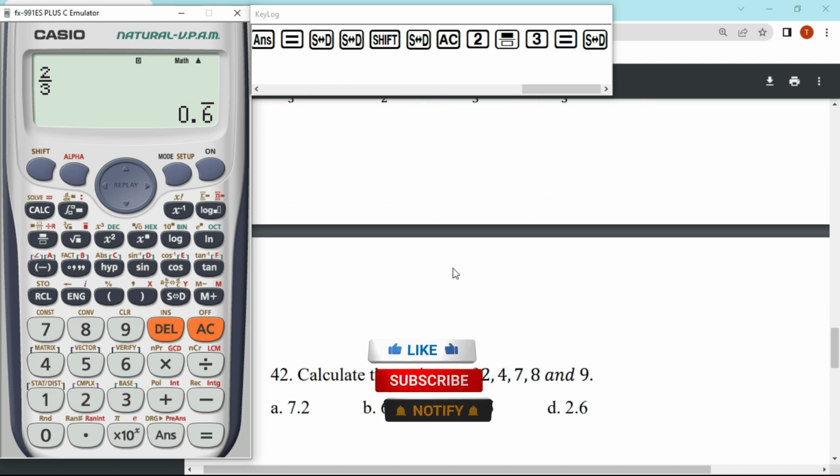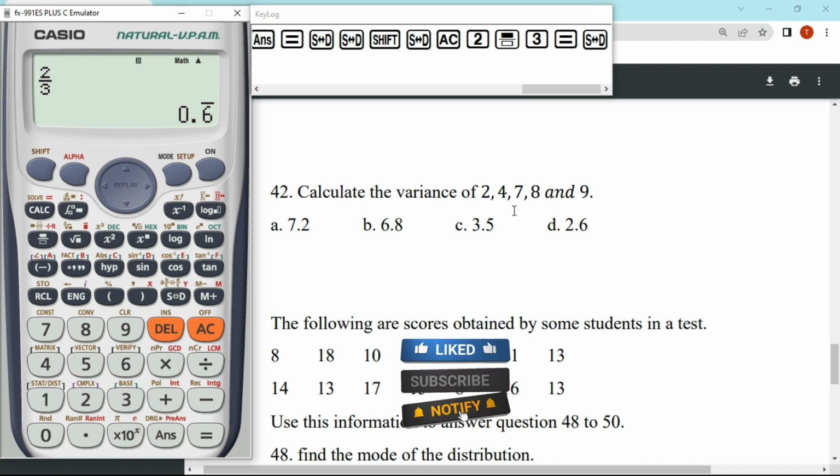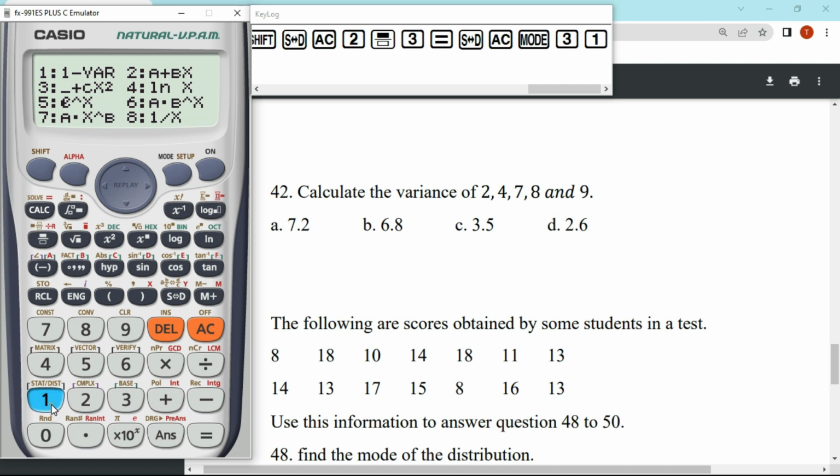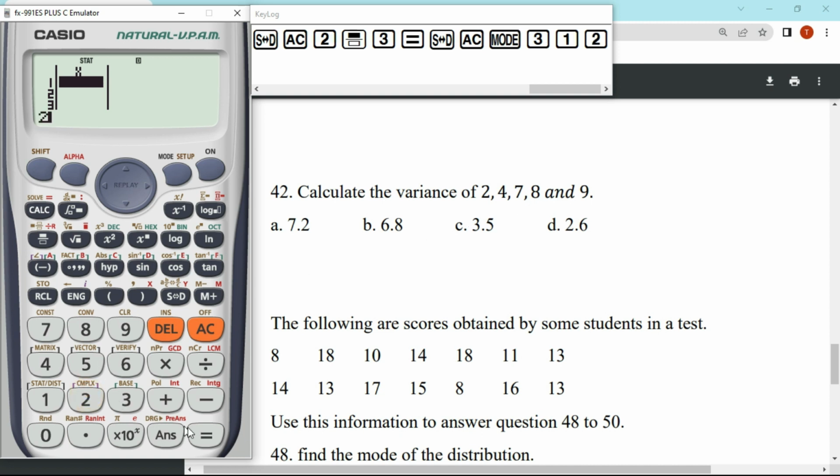Question 42, and we are asked to calculate the variance of the data here. So we are going straight into the statistics mode. We click on 3, then we select one variable calculation. So we input the values here into the calculator now. We just press 2 and press equal to input the various values. So you have 2 inputted, 4 inputted, 7 inputted, 8 inputted, and then 9 inputted.